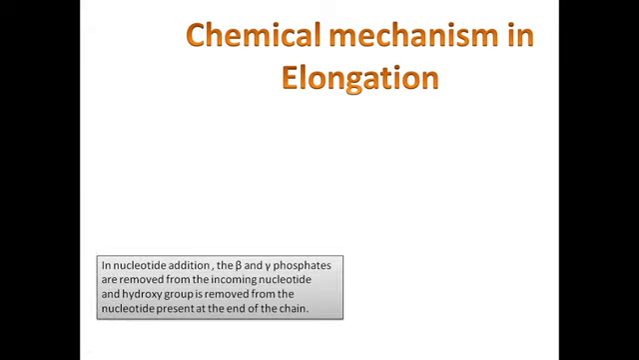Now, chemical mechanism in elongation. In nucleotide addition in RNA, the beta and gamma phosphates are removed from the incoming nucleotide and the hydroxyl group is removed from the nucleotide present at the end of the chain.